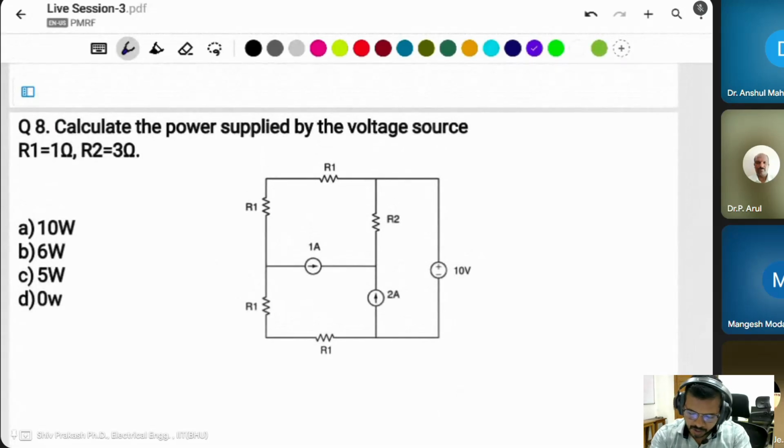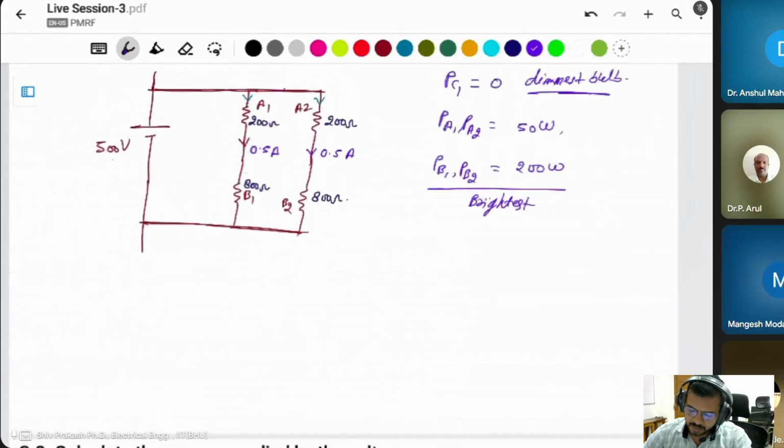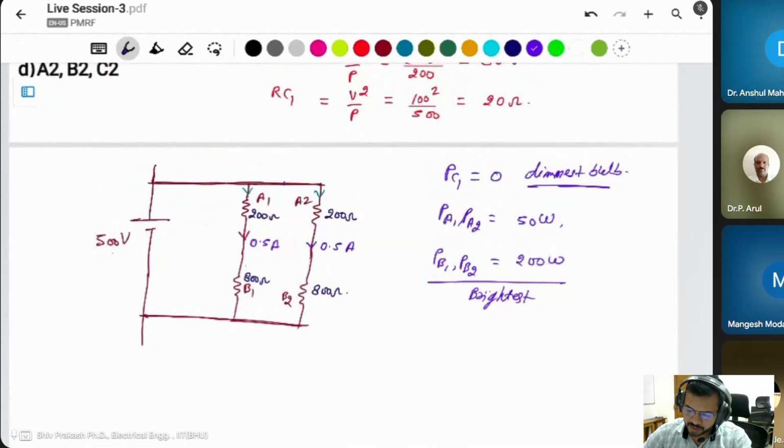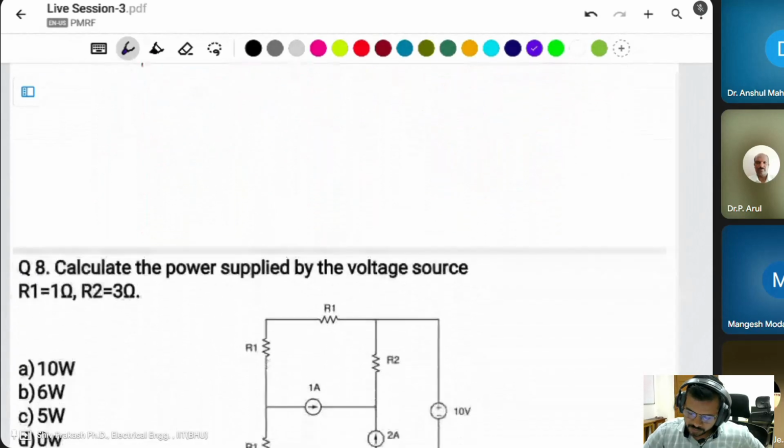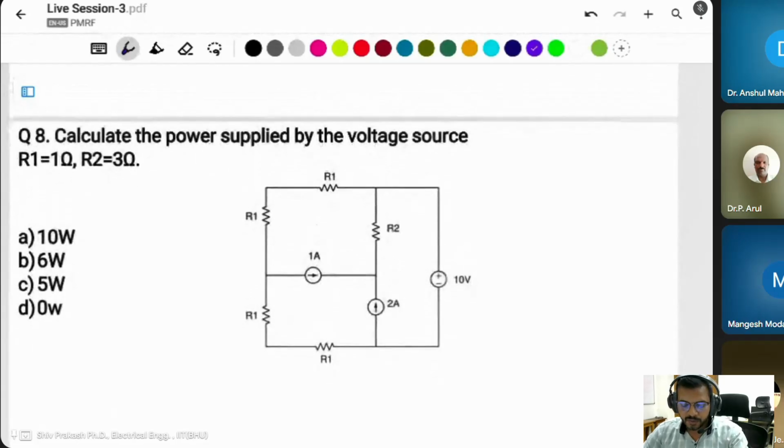Calculate the power supplied by the voltage source. Sir, in the previous question, how did you determine the power in A1, A2? I square R, simply I square R. So I is 0.5. Okay, 0.5 square into 200, 50 watt. Now just calculate the power supplied by the voltage source.